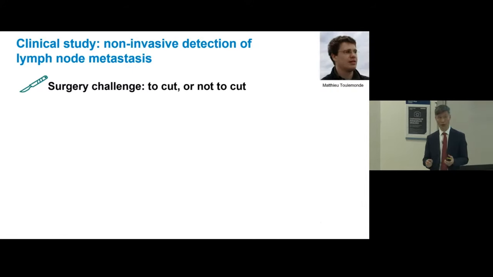The last one is, if you remember, I also talked about the to-cut-or-not-to-cut challenge, right? So we're also working on that. Every year, many tens of thousands of breast cancer patients in the UK get their armpit lymph nodes cut off just as a precaution, but the majority of them don't have disease. So they really shouldn't be cut off, but there's no choice because we don't know until we cut them off whether there's disease or not.